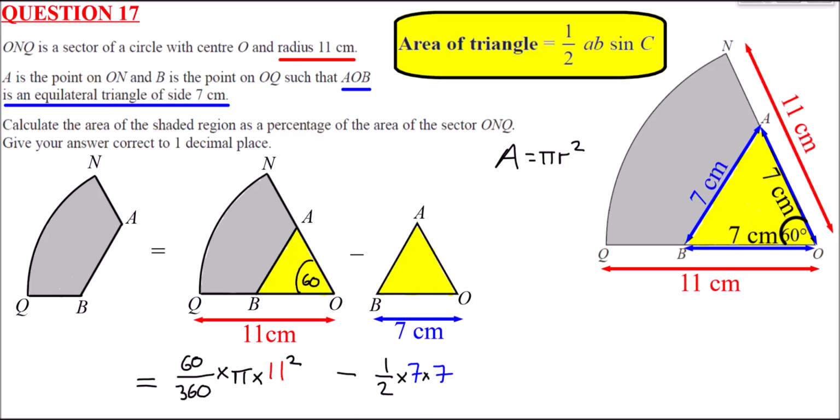If that's 7, then this one here is 7 as well, times sine of the angle in between those two sides. Well, between that 7 and that 7, I know it's going to be 60. So, quite a big calculation to do, so type it in very carefully indeed.